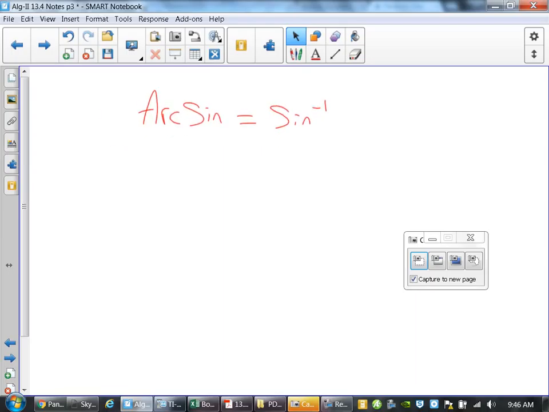As you get further along, they don't use sine to the -1, cosine to the -1, or tangent to the -1. They use what's called arc sine. Arc sine, arc cosine, arc tangent all mean inverse. That's what they all mean. So you might see arc.